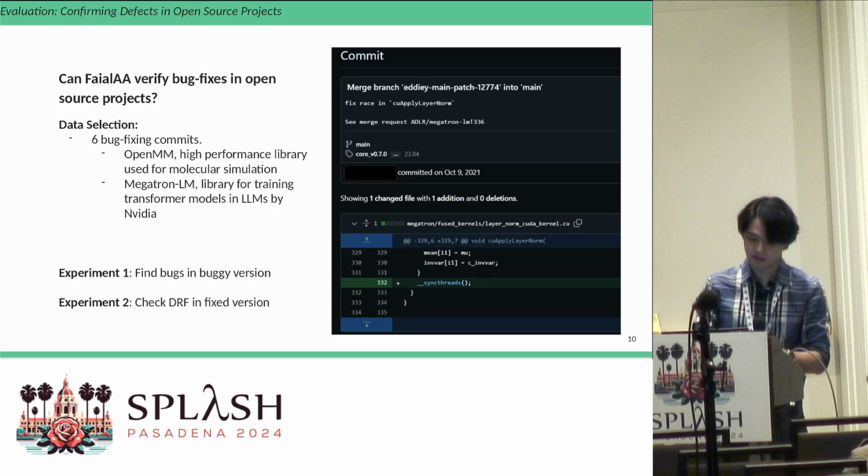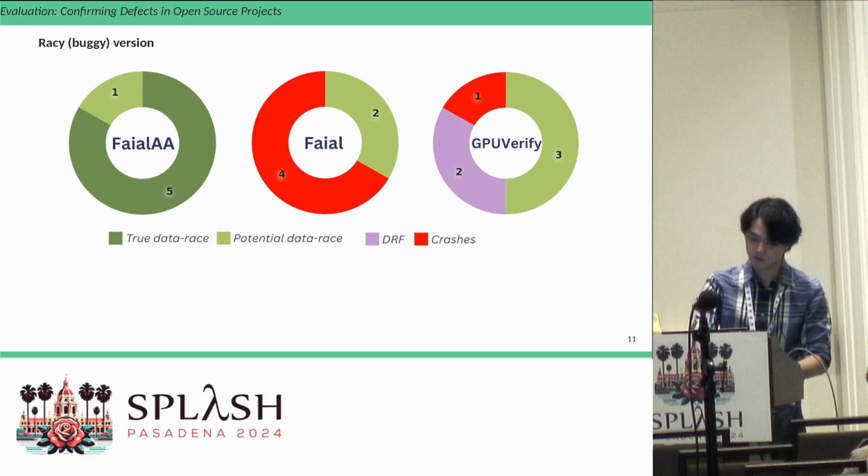So the first question, can Faial-AA verify bug fixes in open source projects? We found 6 bug fixing commits from GitHub, from OpenMM and Megatron-LM. So we want to run the state-of-the-art on the buggy version of the commits and then the fixed DRF version of the commits. So here we have 3 tools, Faial-AA, Faial, and GPUVerify.